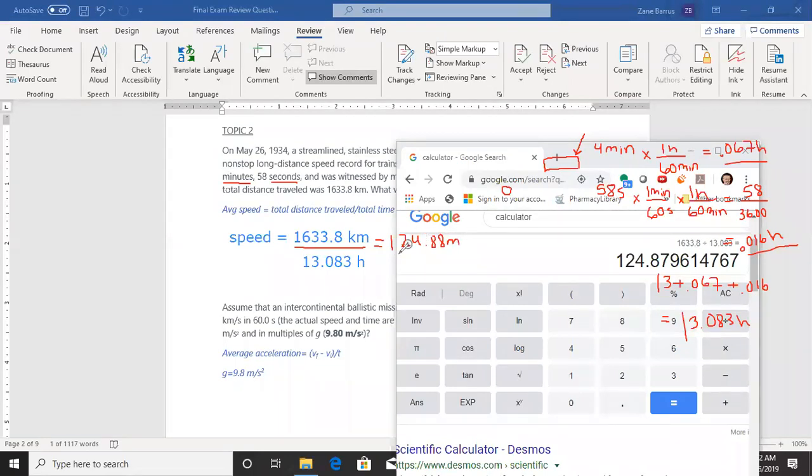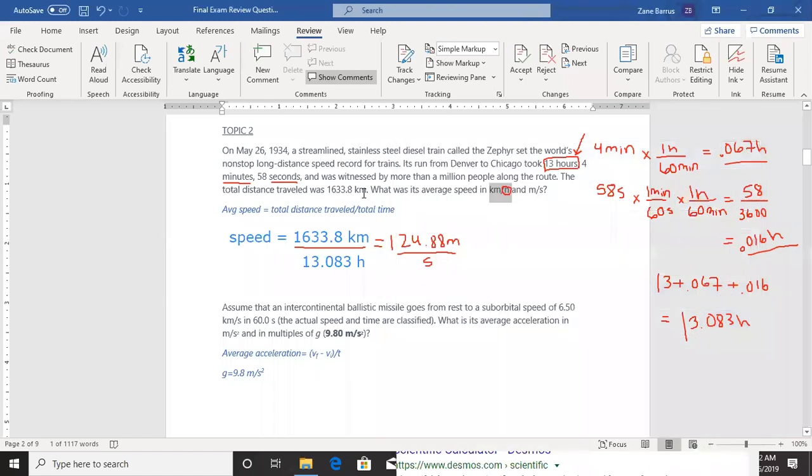So that's the answer to part one of the question. They also wanted it in meters per second. So after this, I would proceed to convert, oh my goodness, I'm all over the place today. This isn't meters per second. This is kilometers per hour. Sorry for the confusion. This is kilometers per hour.